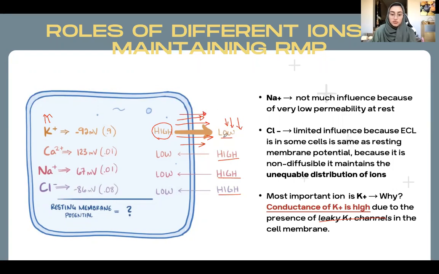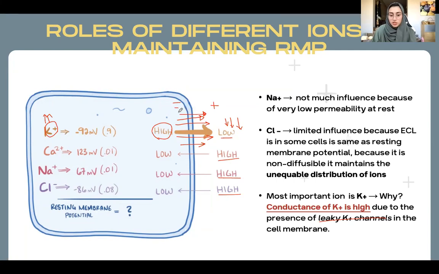And so when potassium moves outside of the cell, we know the inside is negative and the outside environment is positive. If you're losing a positive ion, if you have fewer positive ions inside the cell, what does that do? It makes the inside more negative because you don't have as much positive. Sorry, you're losing more positive charges, which makes the inside more negative.